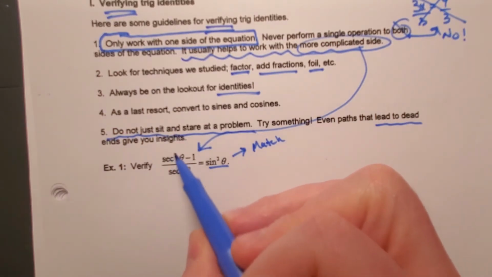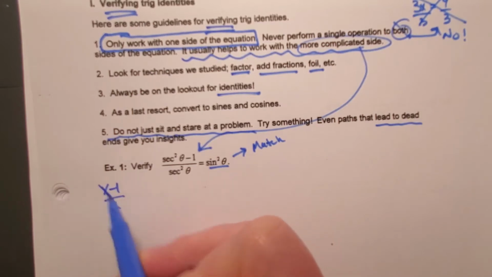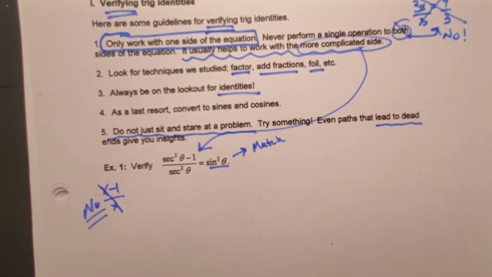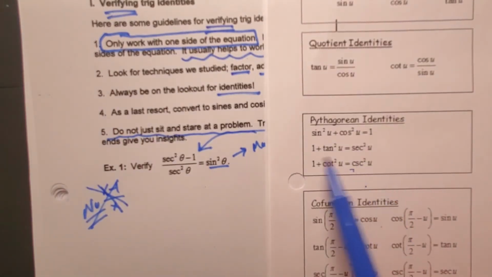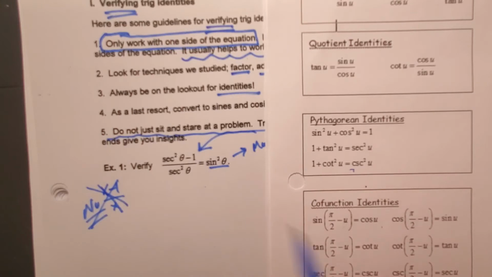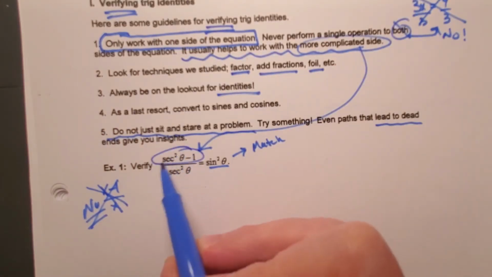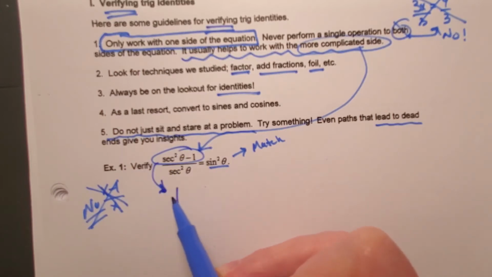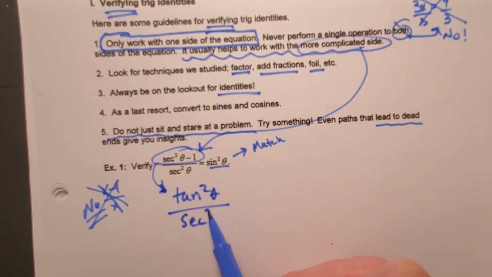No, you cannot just cancel those out. That's like basic arithmetic. If I have x minus 1 over x, no. That's where you kill kittens, if you remember that idea. We don't want to do that kind of thing. You take secant squared minus 1. That's got to be one of our Pythagorean identities. Secant squared, if I subtract 1, can be replaced with tangent squared. So that's what we're going to start with. We're going to replace it with tangent squared theta over secant squared theta.